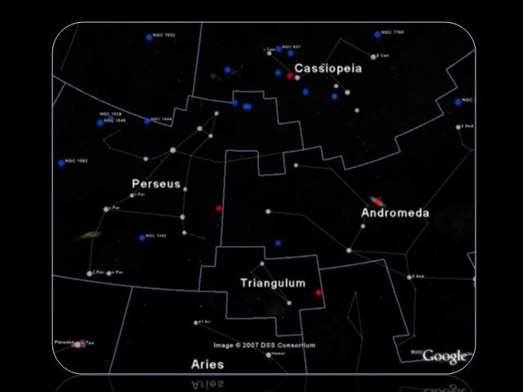This is an image of the night sky produced by the Google Sky application, and it shows a number of the constellations whose names might be familiar: Perseus, Cassiopeia, Andromeda, Triangulum, Aries, and so on. We all know that the identification of the patterns that are the constellations of stars come from ancient astronomers who looked and saw those patterns and gave them names associated with mythical characters.